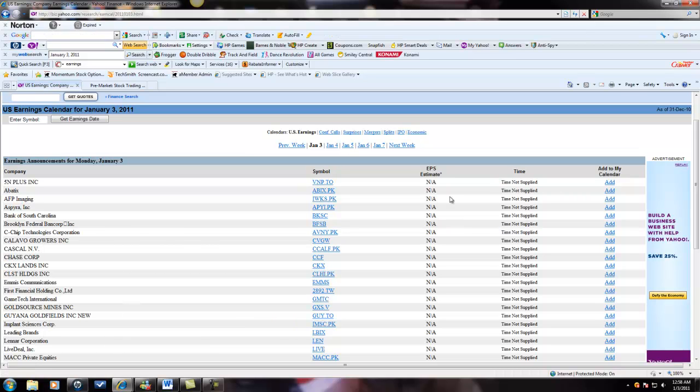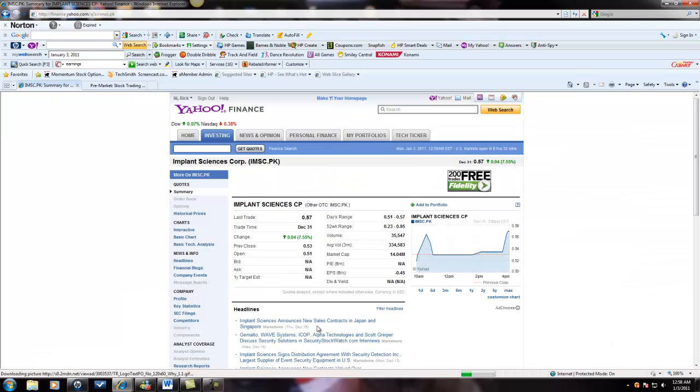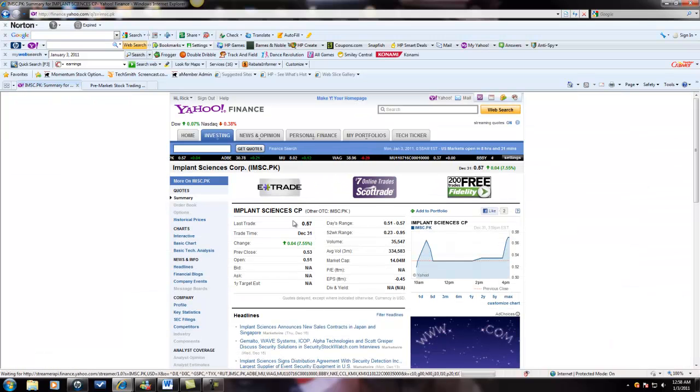Now, the ones that have the NA here, where I'm pointing over, are companies that really don't have earnings, or they're pink sheet stocks, or they trade on different exchanges, like this one here. It's a 57-cent stock, so obviously you don't want to play options on those.